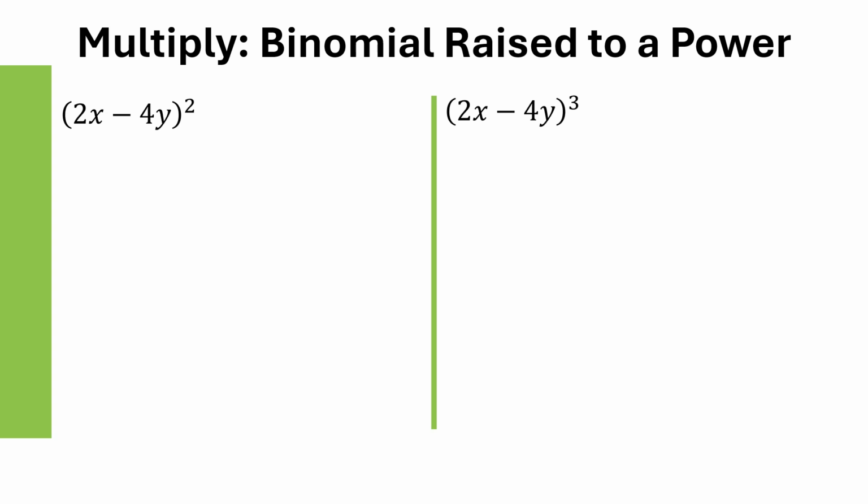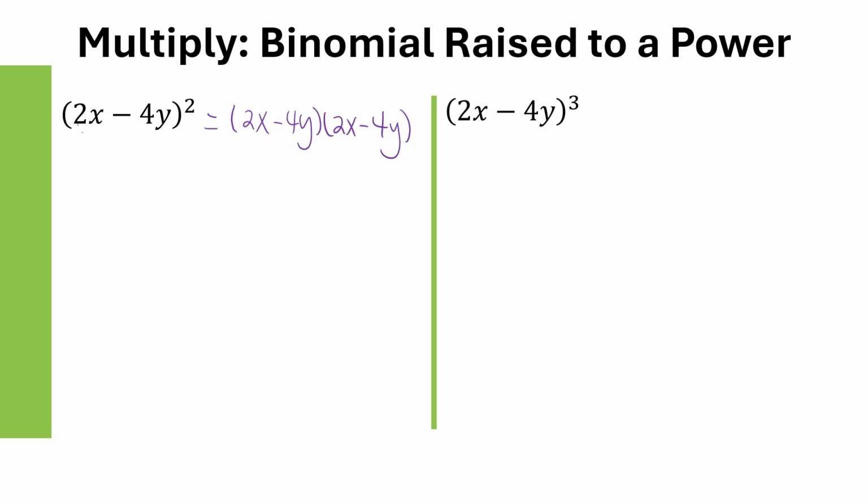In this video, we are diving into how to expand binomials raised to a power. So for our first problem, our binomial is 2x minus 4y raised to the second power. That means that we have to multiply the binomial by itself 2 times. So therefore, we have to rewrite this as 2x minus 4y times 2x minus 4y.